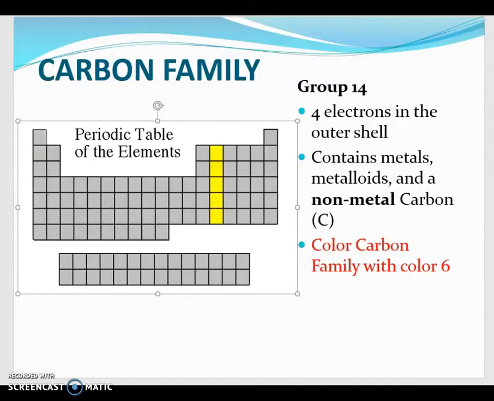Carbon is our next family or group, and that would be group 14 on our periodic table if you're counting over by columns. There are 4 electrons in the outer shell. This column or family also contains metals, metalloids, and the one nonmetal, which is carbon to start it out with. And carbon is just an extremely important element to chemistry and to life as we know it, from fuels to diamonds to us. We are carbon-based life forms. So that is why it gets its own.